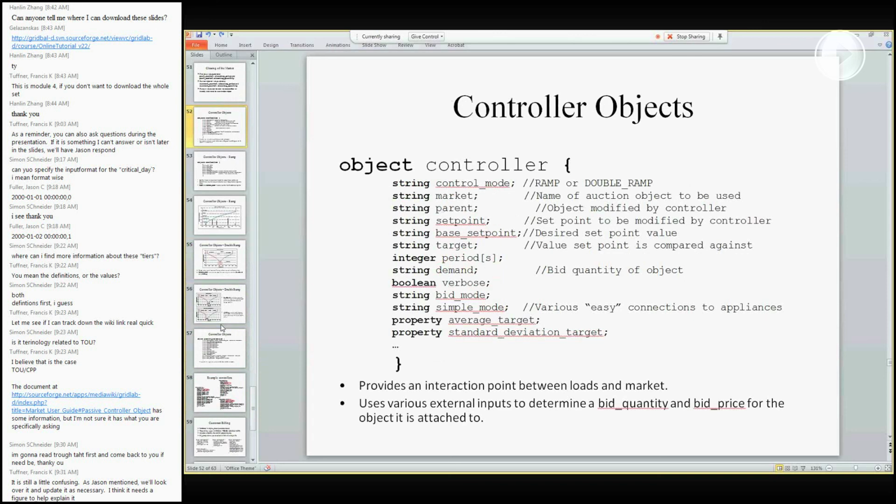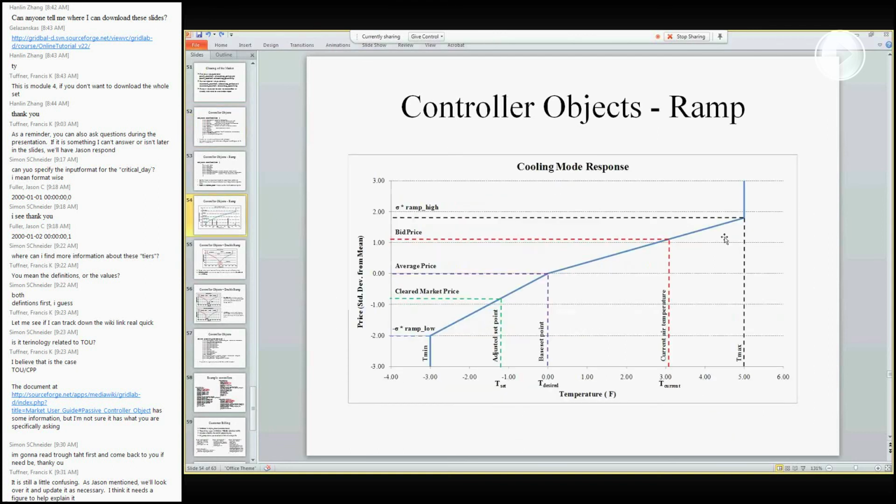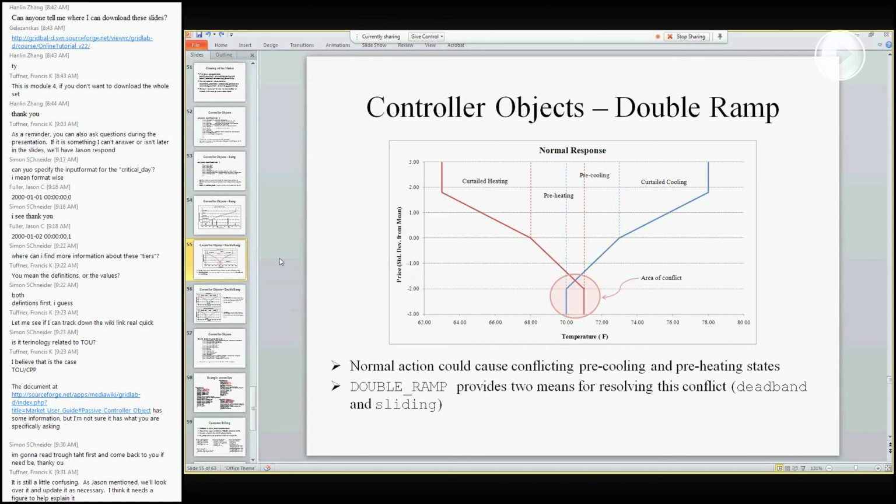So these controller objects have what we call modes. Again, I should restate this, this is a controller designed to work with HVAC systems. So we have what's called a ramp mode, which is very similar to what I showed you previously, this graphic right here with the ramping mode. Or we have what's called double ramp, which is a method that we've come up with in the case of automated thermostats, when you have both a heating and cooling system, where you may have an overlap of pre-cooling and preheating if you're using those. And it's a way for resolving those different conflicts, which I'll go into in a minute here.